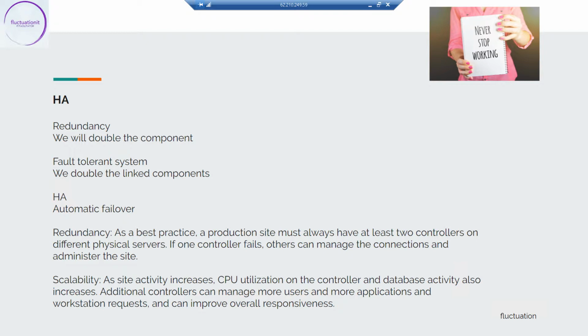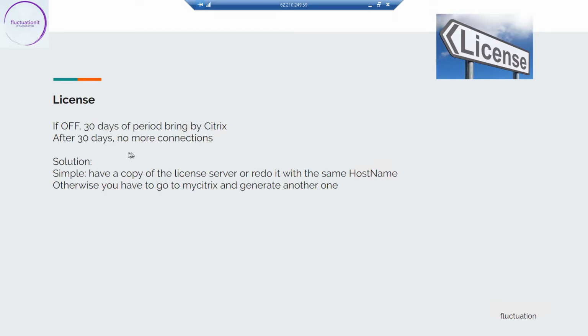After that, you have the scalability. So if your site increases and you have more and more users, of course the CPU utilization of the controller and database activity will increase. So you can add additional controllers and manage more users and more application and workstation requests. And you can, of course, improve the overall responsiveness.